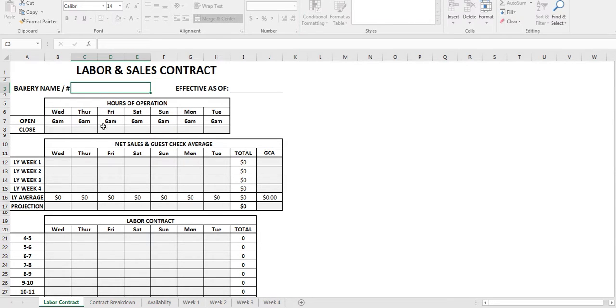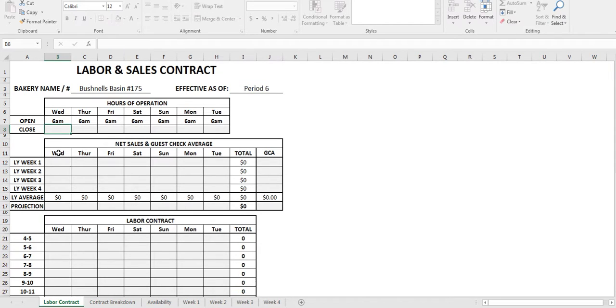But again, the first step is putting in your bakery information. So in this video, we're going to be doing Bushnell's Basin in Rochester as an example. So we're going to type in Bushnell's Basin, number 175, and this is going to be for period 6.